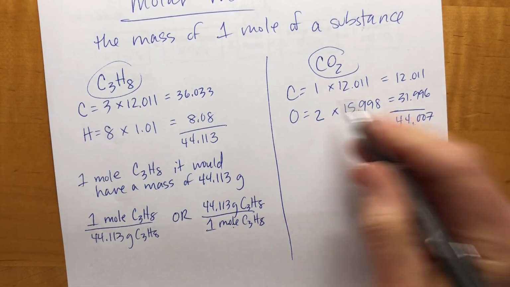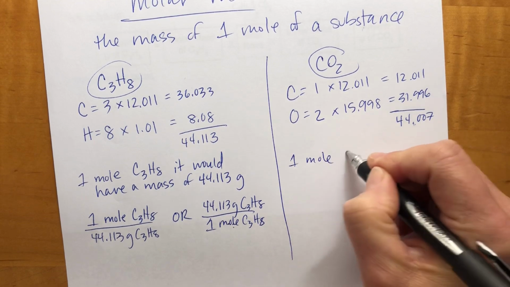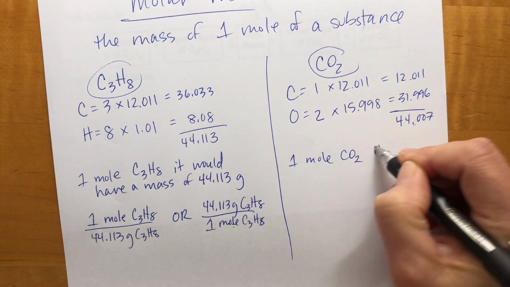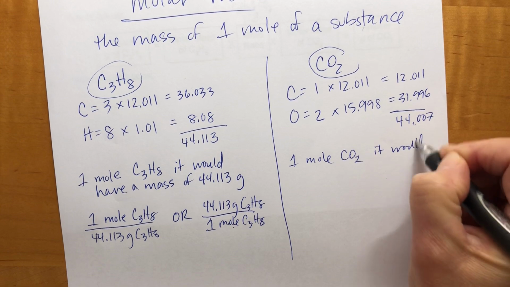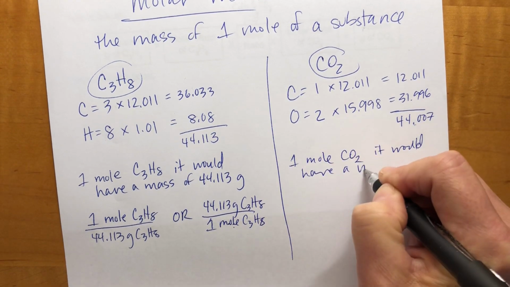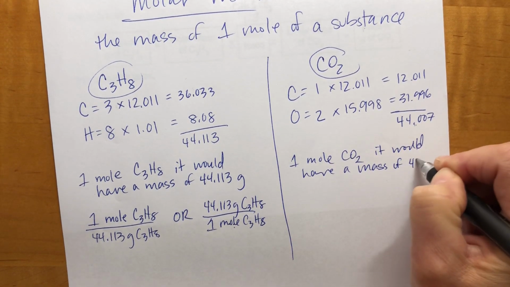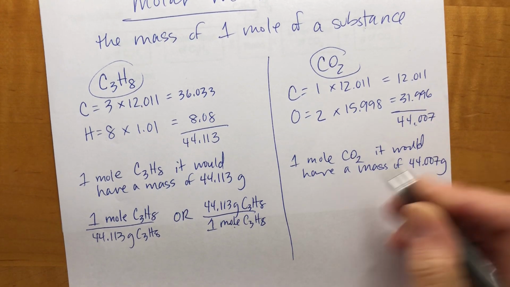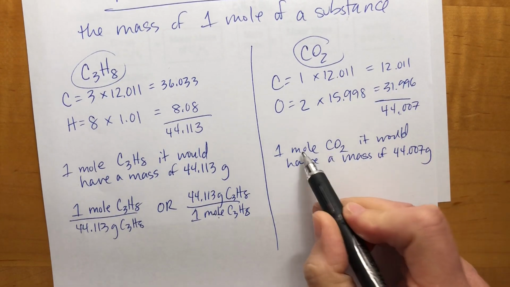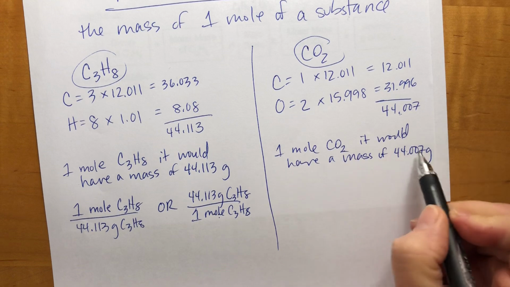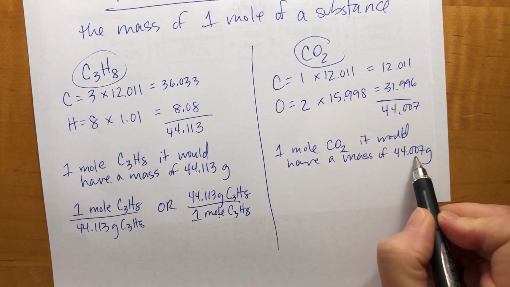So what does this number mean? Again, it means if you had a mole of carbon dioxide, it would have a mass of 44.007 grams. And again, we can set up, thanks to this equality, 1 mole of carbon dioxide is equal to 44 grams of carbon dioxide.